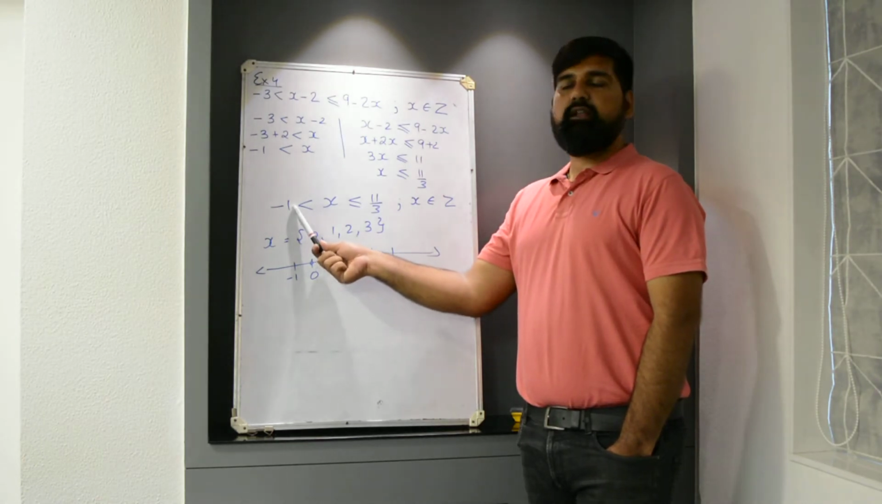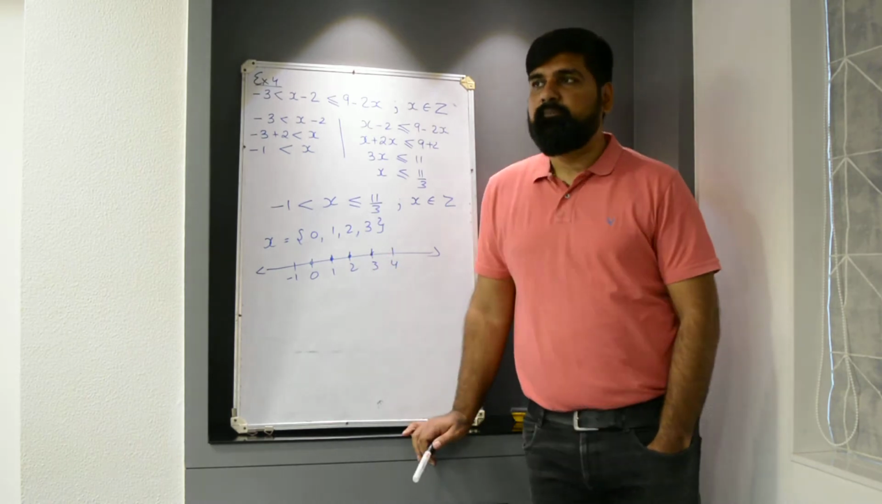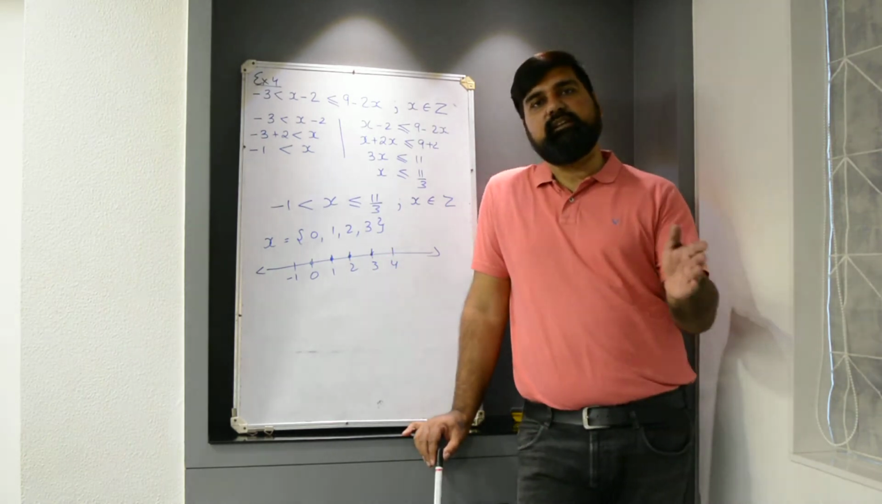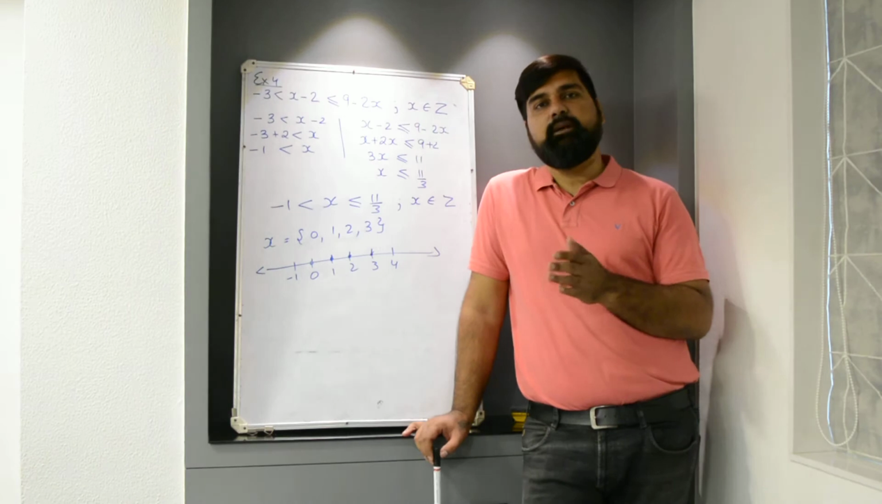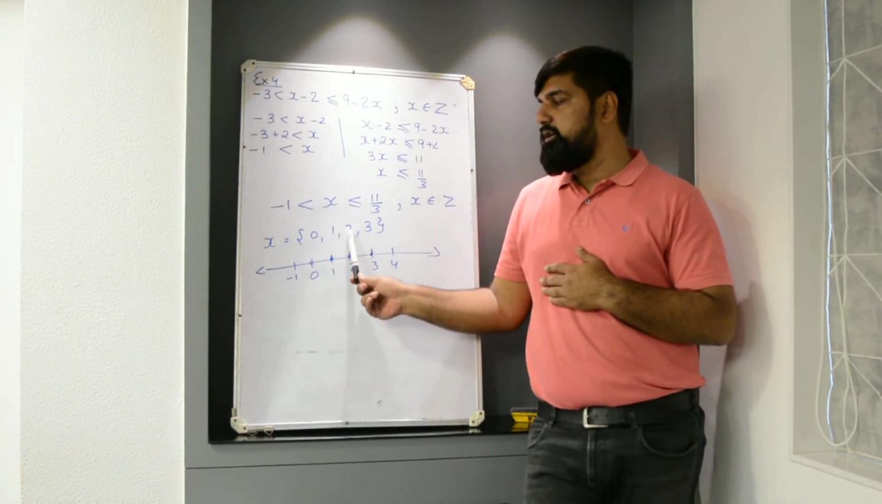So the solution will be x greater than minus 1, and the integers greater than minus 1 are 0, then 1, 2 and 3. Because x is less than 3.6666, the integer coming just before 3.6 is 3. So the solution set is 0, 1, 2, 3.